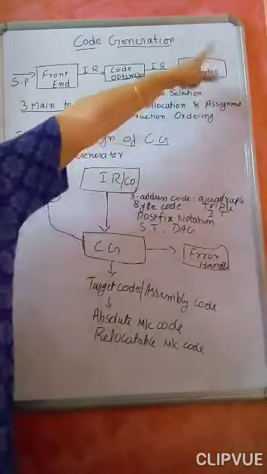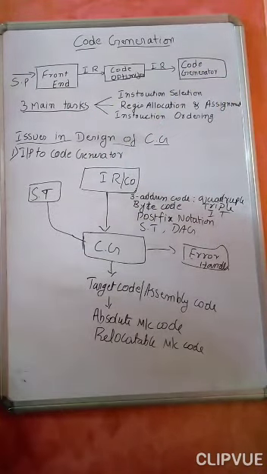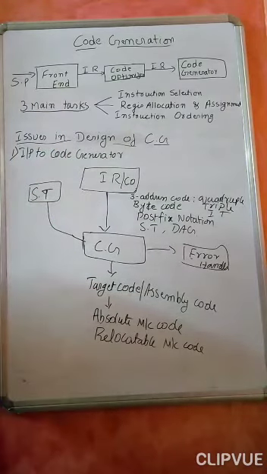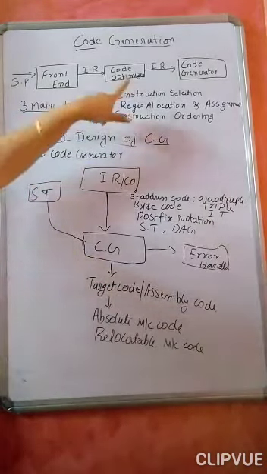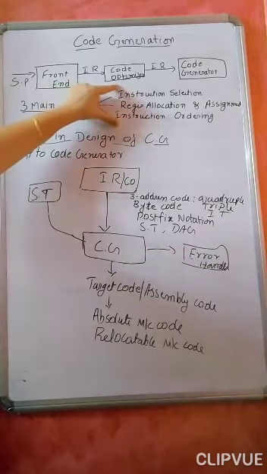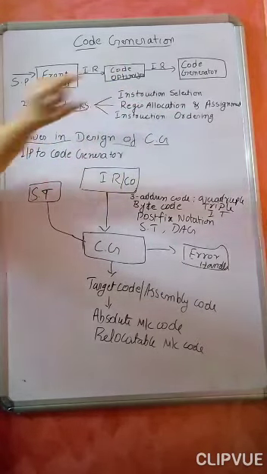Now we are studying this code generator, which is the last phase of your compiler. There are 3 main tasks of your code generator: instruction selection, register allocation and assignment, and instruction ordering. I will explain all these 3 in detail. So these are the main 3 tasks.